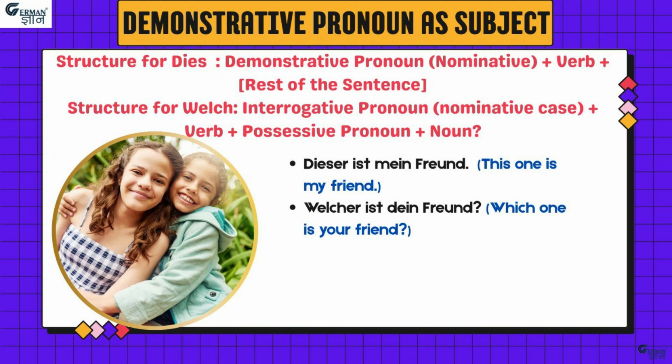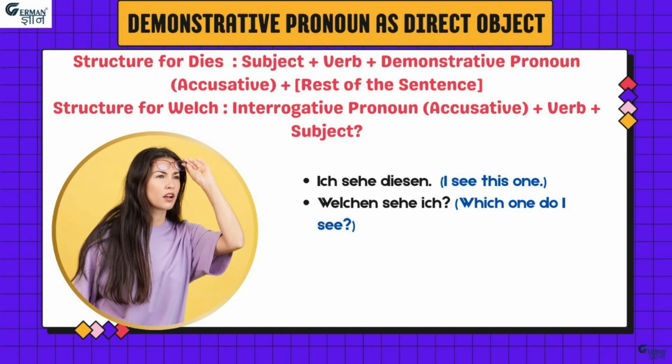So again the rule is the same. I have picked welcher from the nominative case. So remember, if you are using a demonstrative pronoun as a subject, then you have to pick it from the nominative case only. Then, using a demonstrative pronoun as a direct object. Whenever you are using a demonstrative pronoun as a direct object, at that time you have to pick the pronoun from the accusative case. So your sentence structure will be, for diese, subject, then verb, then your demonstrative pronoun from the accusative case, and then the rest of the sentence.